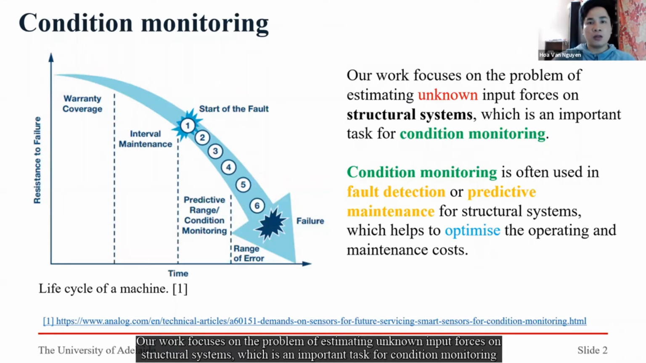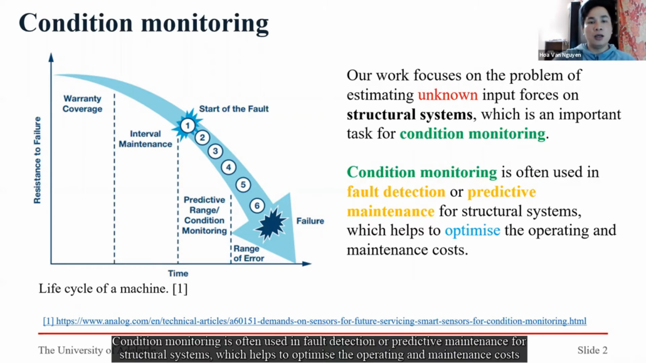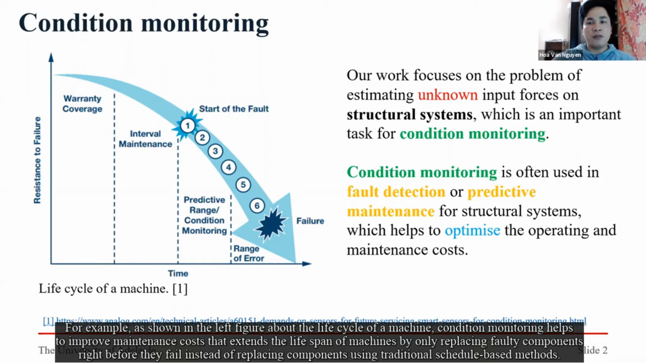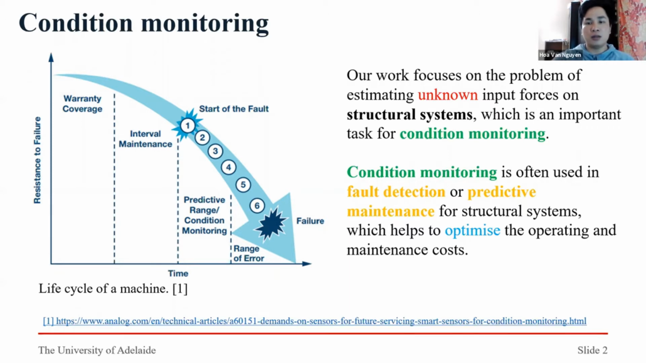Our work focuses on the problem of estimating unknown input forces on a structural system, which is an important task for condition monitoring. Condition monitoring is often used in fault detection or predictive maintenance for structural systems, which helps to optimize the operating and maintenance costs. It can be shown in the left figure about the life cycle of a machine. Condition monitoring helps to improve maintenance costs and extends the lifespan of machines by only replacing faulty components right before they fail, instead of replacing components using traditional schedule-based methods.